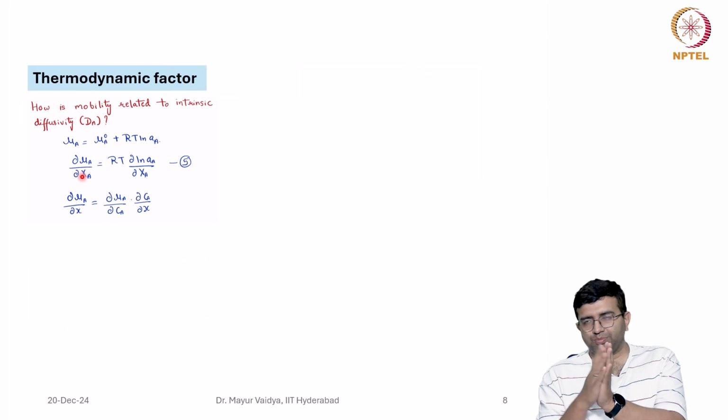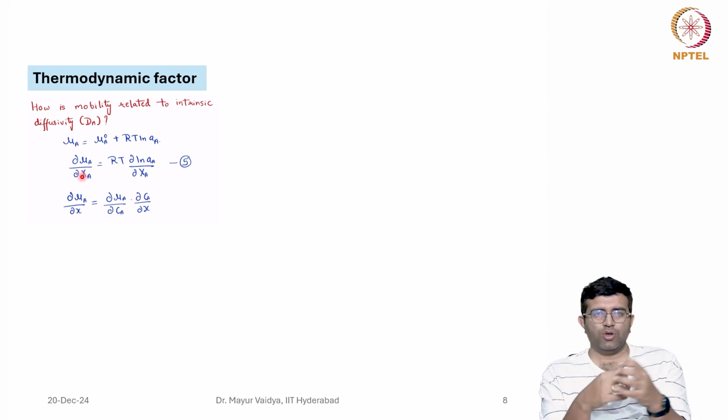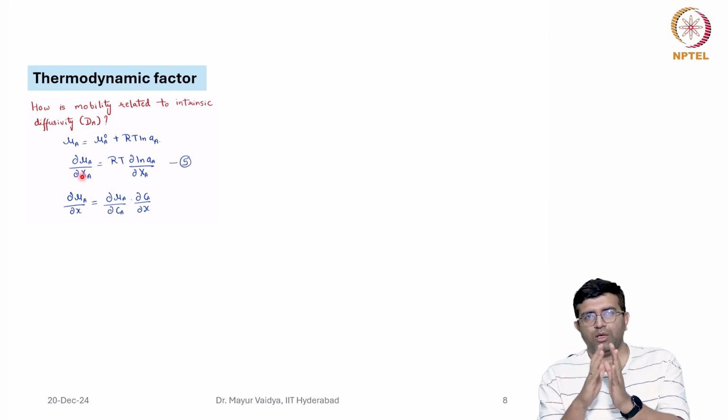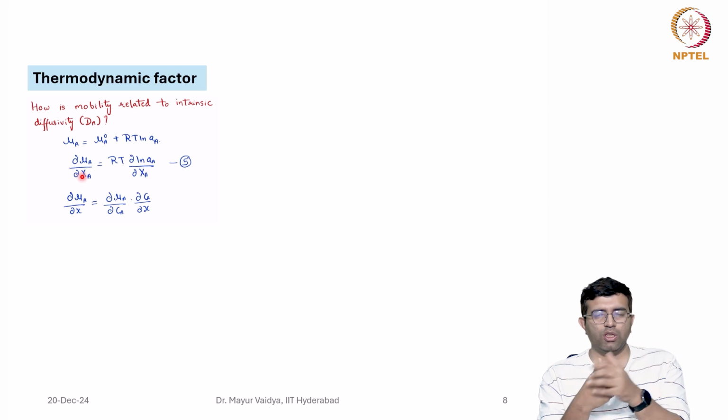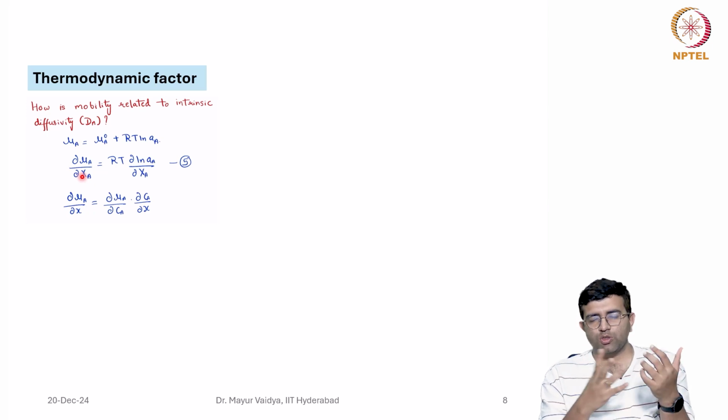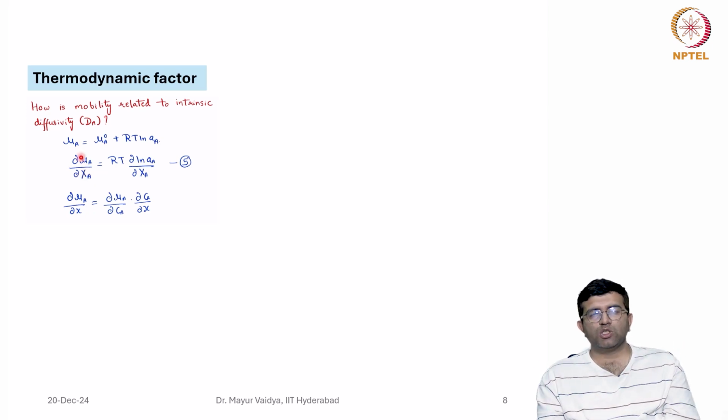So, for that, it's a little bit of thermodynamics today, but don't worry, I am giving you all the relevant equations. You can also go back and read further. So, the chemical potential can be expressed as mu A naught plus RT ln aA, which is the activity of A. If you differentiate, dou mu A by dou XA is equal to RT dou ln aA by dou XA. That is, let us say we call it equation number 5.